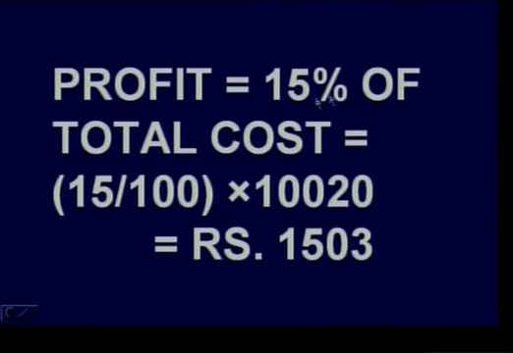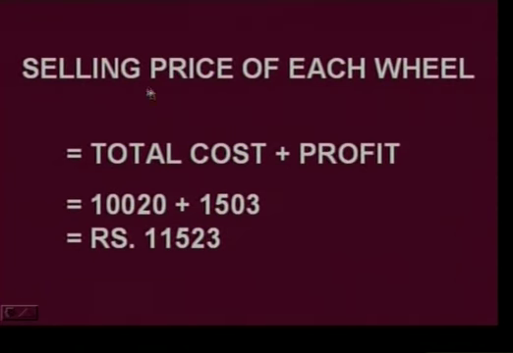Given that profit is 15% of total cost, that is 15 by 100 into 10,020. By calculation, the value becomes 1,503 rupees. Selling price of each wheel is the sum of total cost of casting plus profit. Total cost of casting is 10,020 and profit is 1,503 rupees. By adding these two items, the value becomes 11,523.